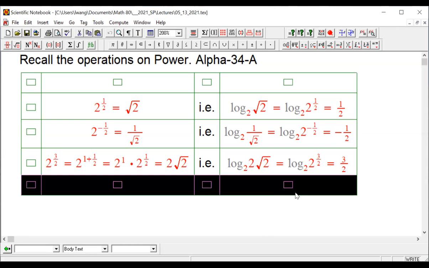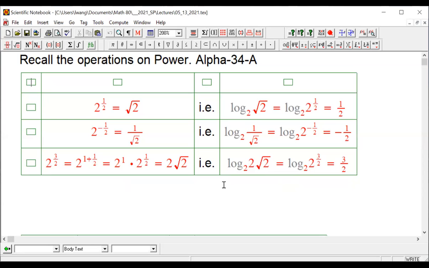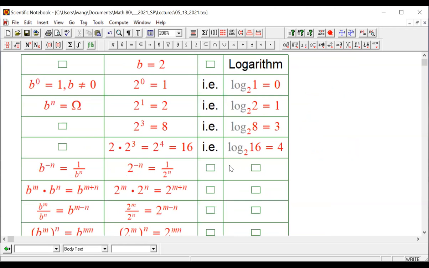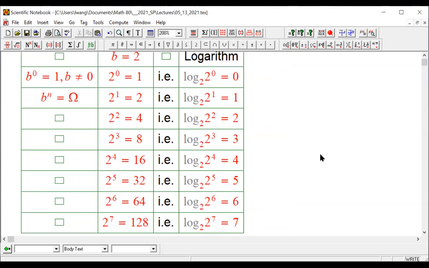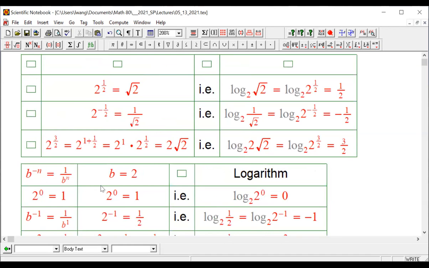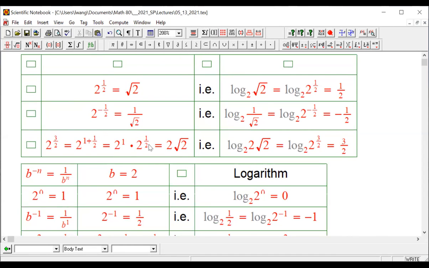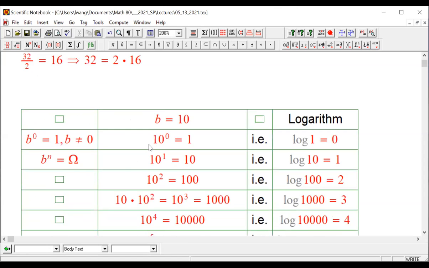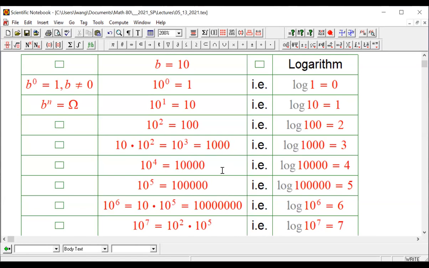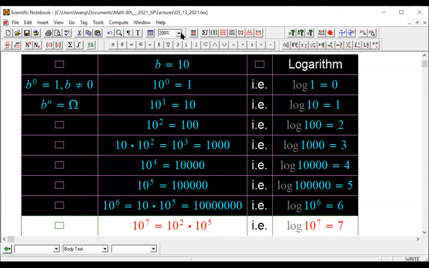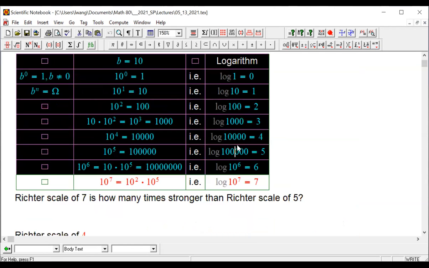So we have done base 2. Let's look at base 10. We did base 2 with positive exponents, negative exponents, and fractions, some examples, okay? And now we move to base 10. So let's summarize what we did for base 10.